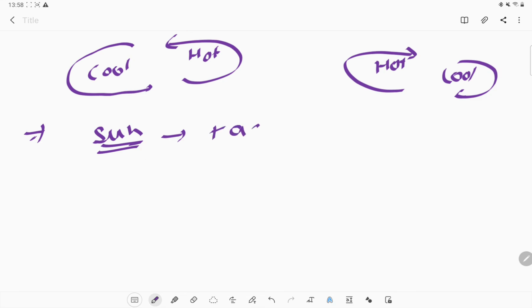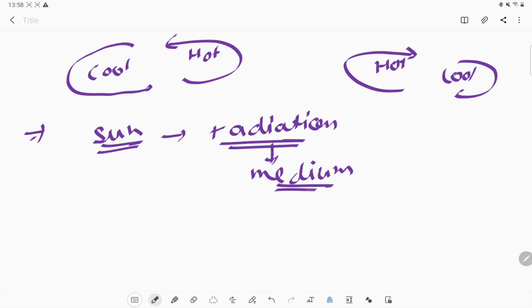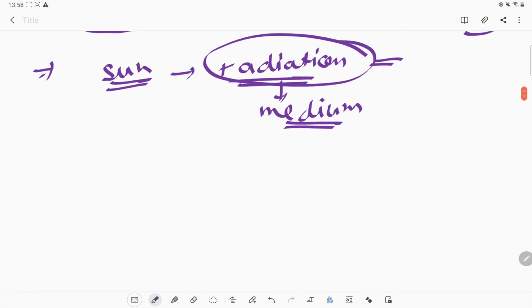It comes to us with the help of radiation. Okay, in the form of radiation, and radiation does not require any medium to travel. So that's why the rays of the sun, with that radiation, do not require any medium, and they can travel in space also. Okay, so with that radiation we will feel that hotness.